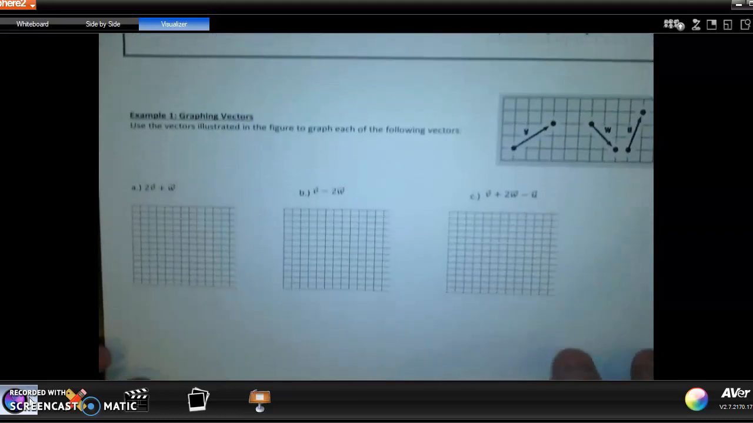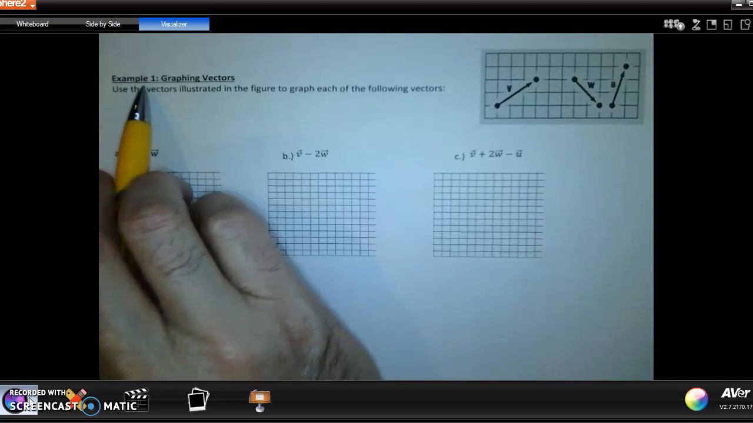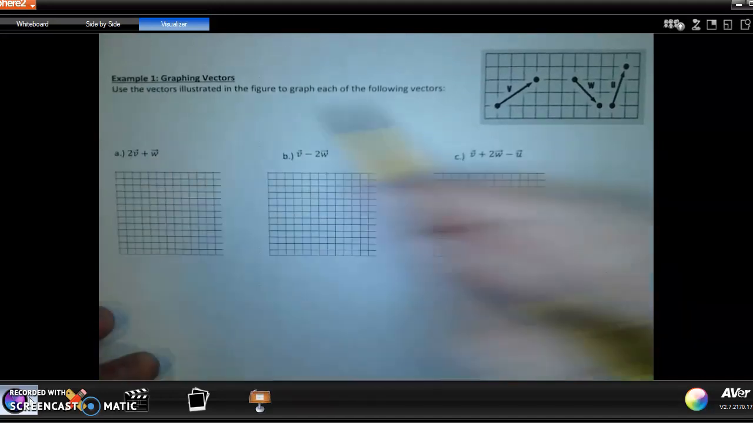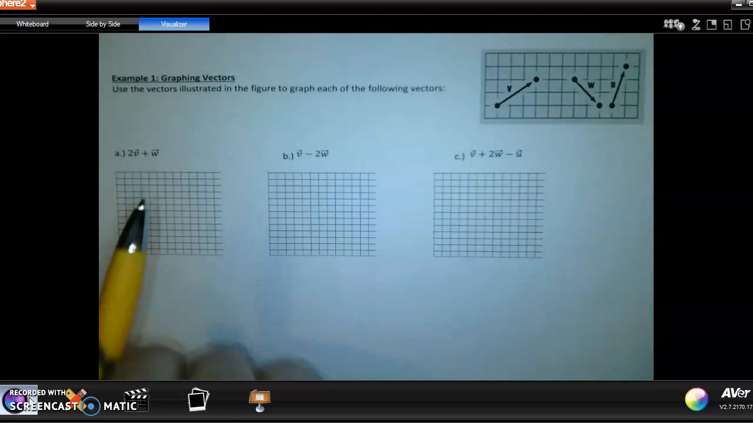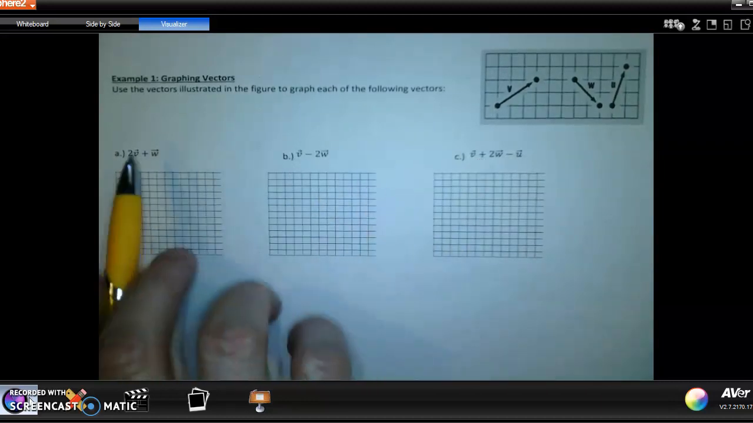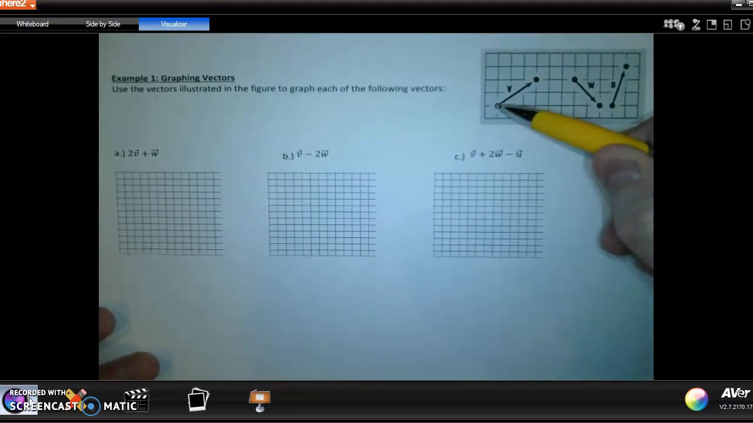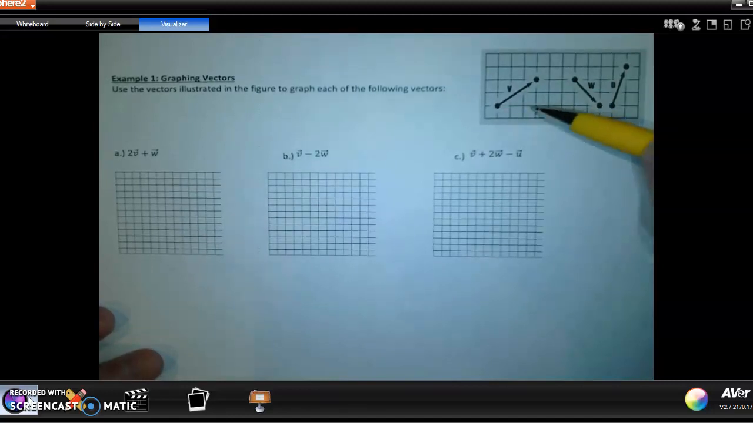All right, so finally, here's what we've been leading up to. In this example, we're going to use the vectors that are over here, and we're going to draw what these expressions would be. Okay, so this is vector v. Again, you want to notice how it's moving. It's going 1, 2, 3, goes up 2. Okay, that's how you would draw vector v.